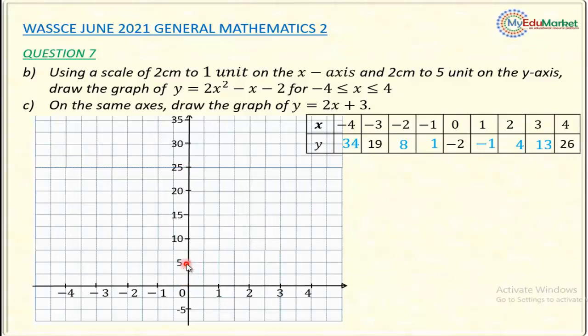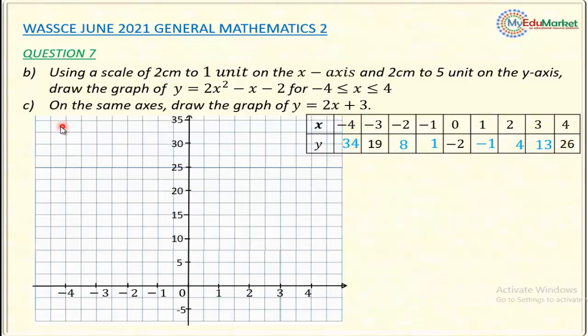So from here to here is 5 units. From here is another 5 units. Here to here, another 5 units. Each 2 centimeters is 5 units. So next is to plot these values. When x is -4, y is going to be 34.